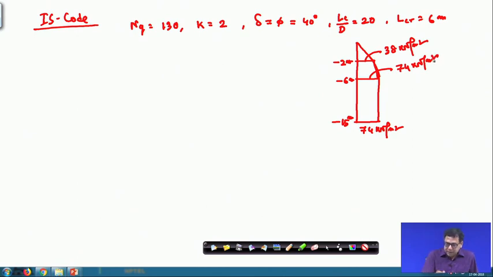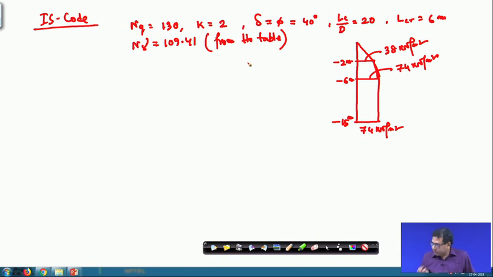Okay. But in IS code, N_q part is also there, N gamma part is also there. N_q is 130, N gamma is 109.41, that from the table that I have shown. Okay. So, now let us start.